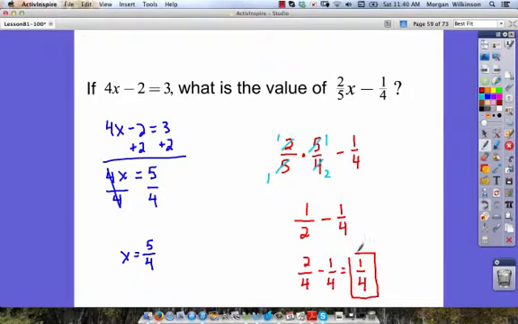Again, with these two-step problems, make sure you solve both parts. Solve the equation first to find x, then substitute that value in for the x value or the variable in your expression to solve.